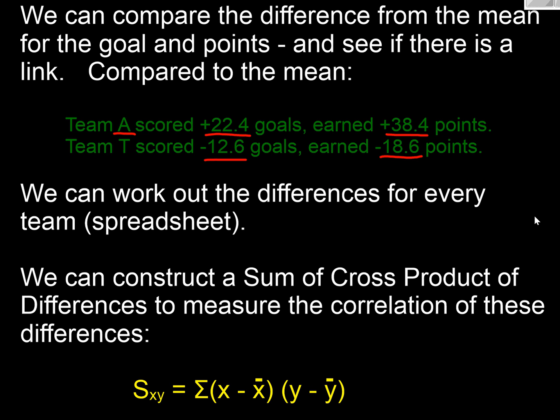more goals, more points. Now what we're going to do is construct our Sxy, which is our sum of the cross products, and to get that we take the difference in our x value for each team or data item. So here it's actual goals away from the mean, and we multiply it by our y deviation from the mean, which is points earned away from the mean number of points. And then we're going to sum the whole lot up.